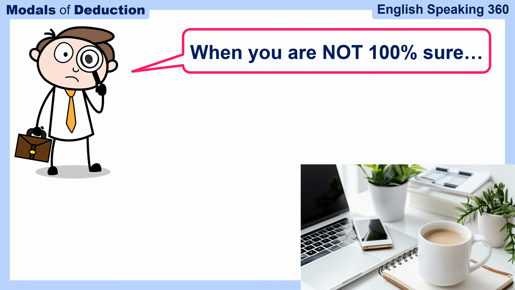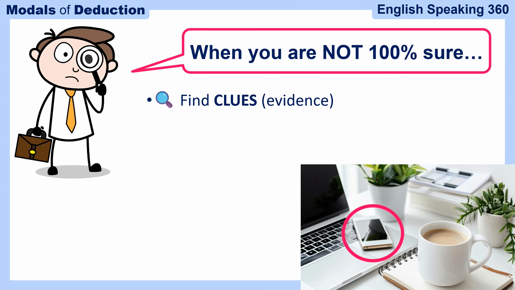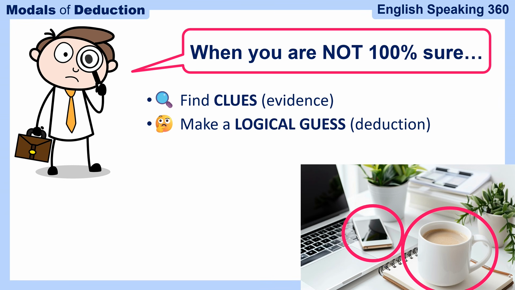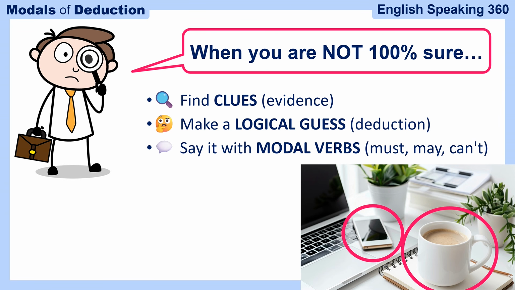When you are not 100% sure, you have to find clues. You have to look for evidence. For example, right here, she left her cell phone on her laptop. Also, there is a fresh cup of coffee. Now, you have to make a logical guess. A guess is also a deduction. And finally, you have to say it with modal verbs like must, may, and can't.